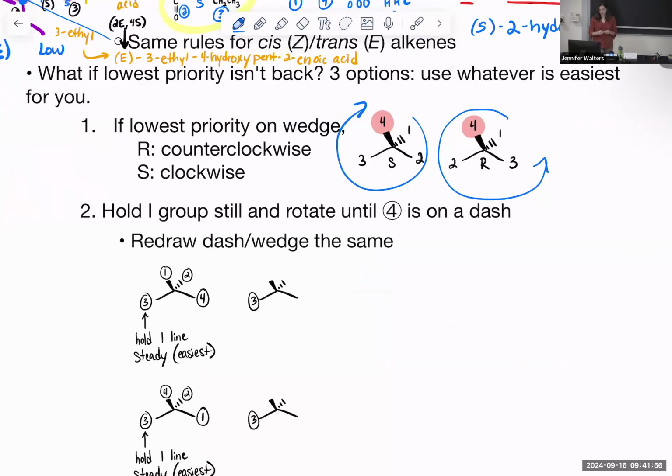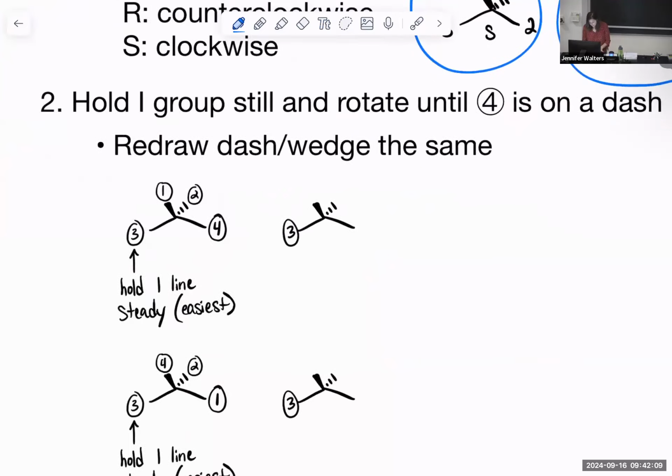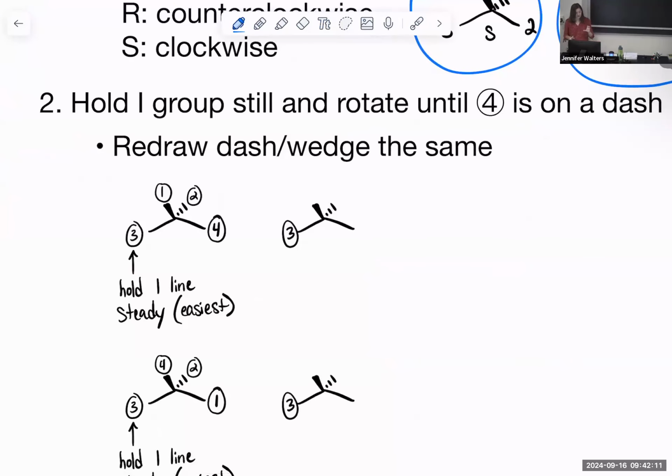You can also rotate the structure. Rotate it to make the lowest priority be on the dash again. Just put it there. What I think is easiest in order to rotate the structure is I'm going to hold one of my atoms steady, and I'm going to hold one of my lines steady. I'm going to imagine that I am gripping the molecule, and I'm just going to rotate it so that I'm just turning the other 3. If you change the other 3, that retains the stereochemistry. So you're just going to hold one line steady and then imagine that you're spinning it like a top.